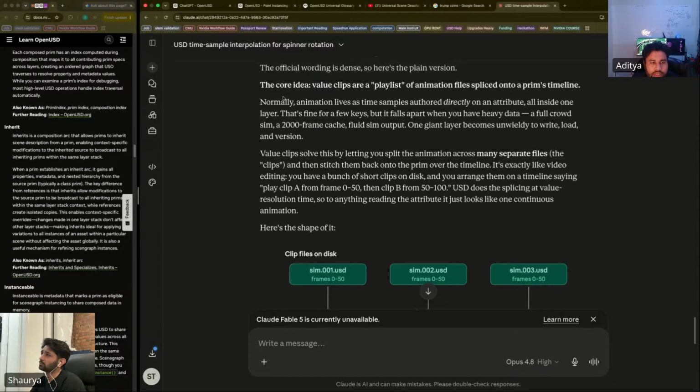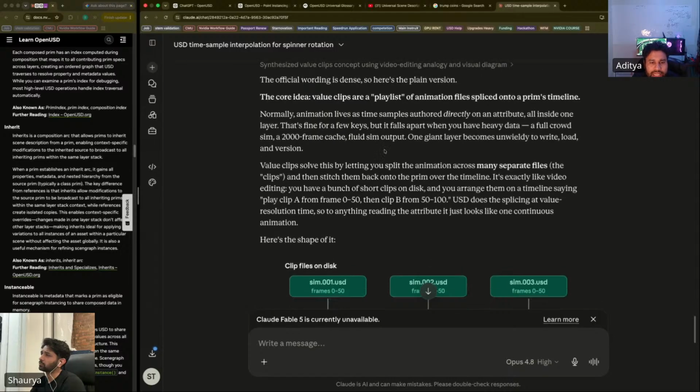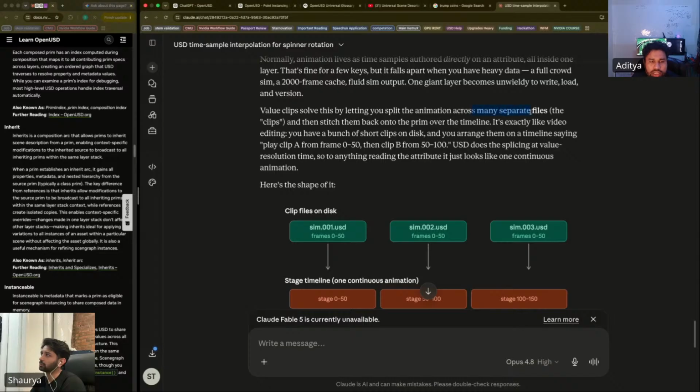Value clips solve this by letting you split the animation across many separate files and stitch them back over the timeline. It's exactly like video editing. You have a bunch of short clips on disk, and you arrange them on a timeline, saying play clip A from frame 0 to 50, and then clip B from 50 to 100. USD does the splicing at value resolution time.